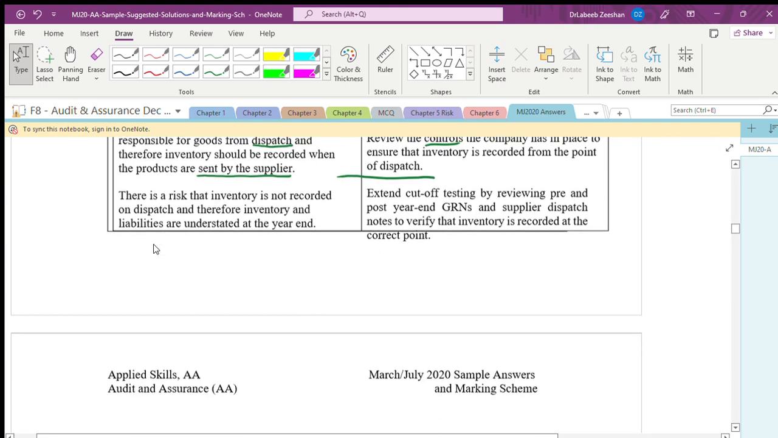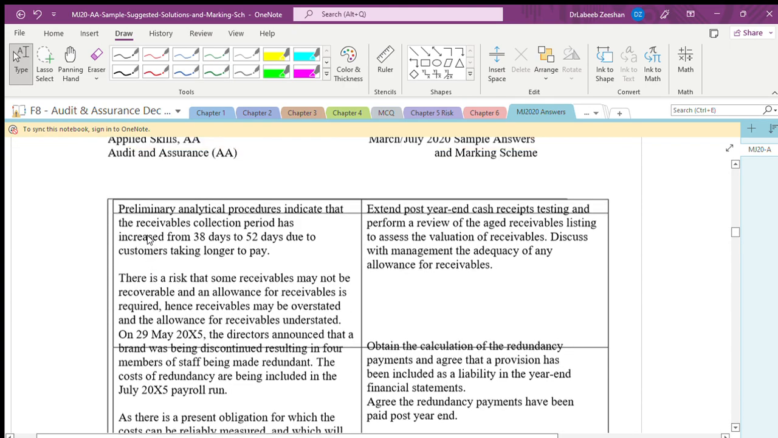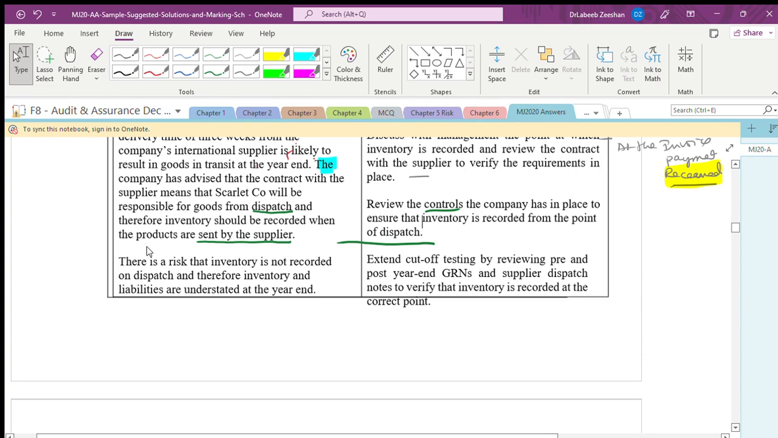There is a risk that inventory is not recorded on dispatch, and therefore inventory liabilities are understated at the year end. Is it right? At the year end. So when you are doing this, extend cutoff testing.